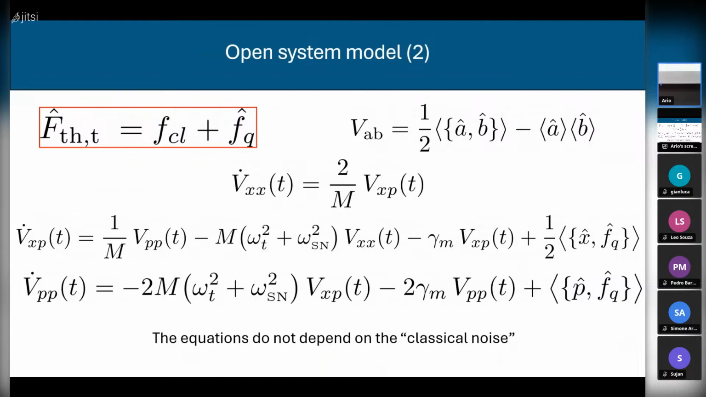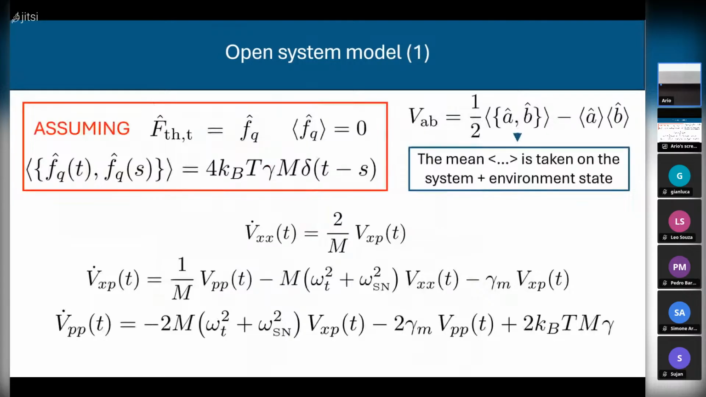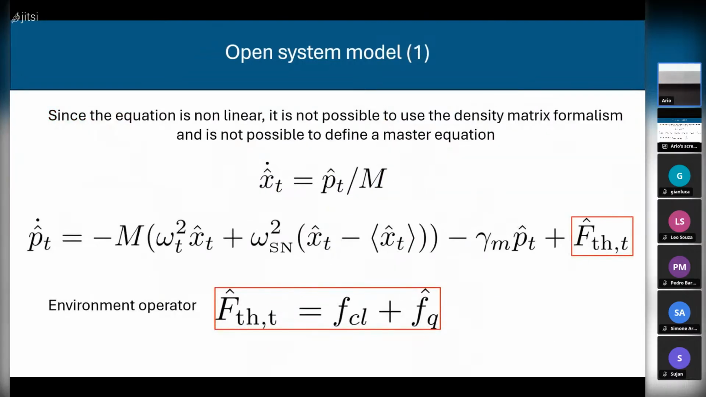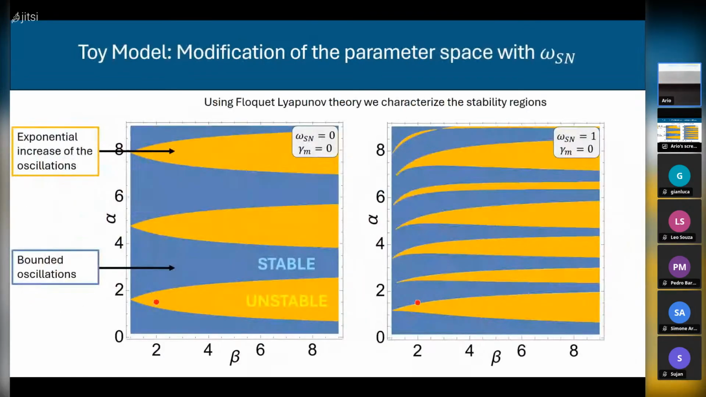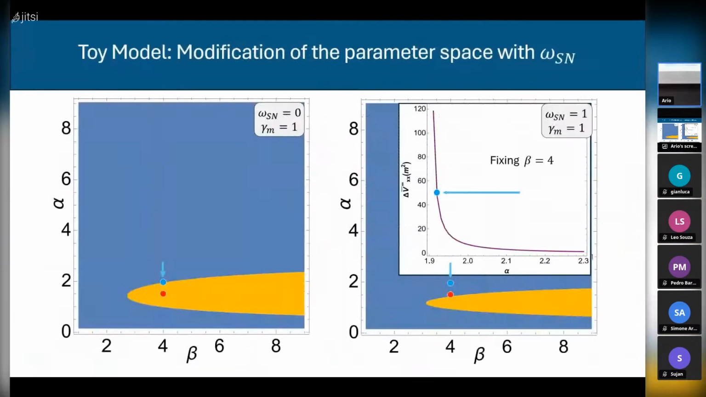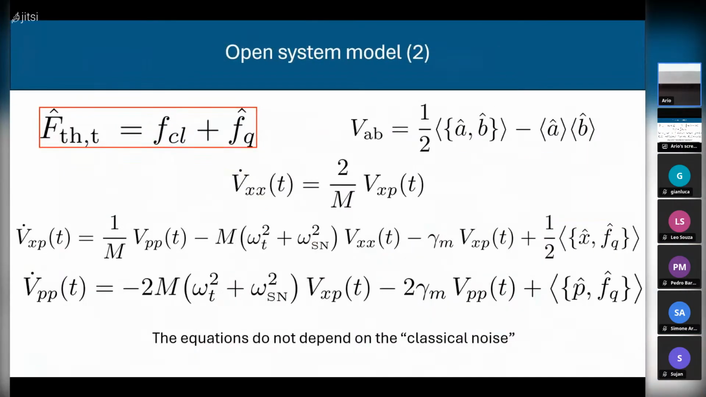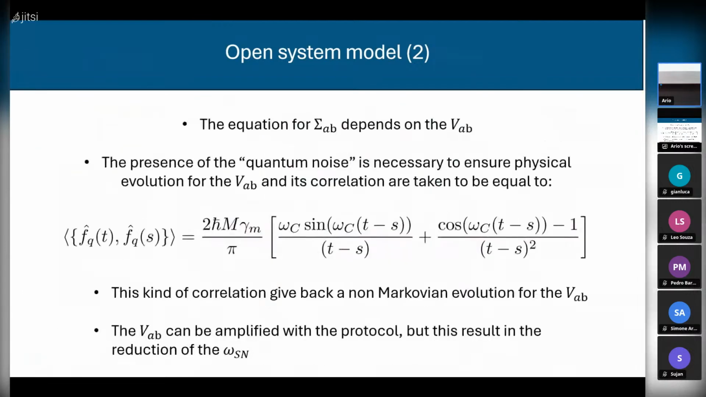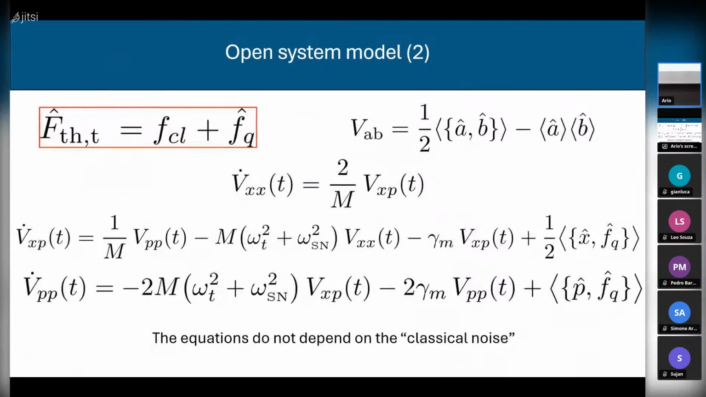Yes, because X and P will depend on this FQ. If you look at this equation here, the position and the momentum at some time depend on the FQ, and then in here you will get some FQ going back, if you solve the equation for X and P. Then the correlation function of this object is something like this: the correlation function for an ohmic bath at temperature 0, with some cutoff. So that's what is pumping this equation.